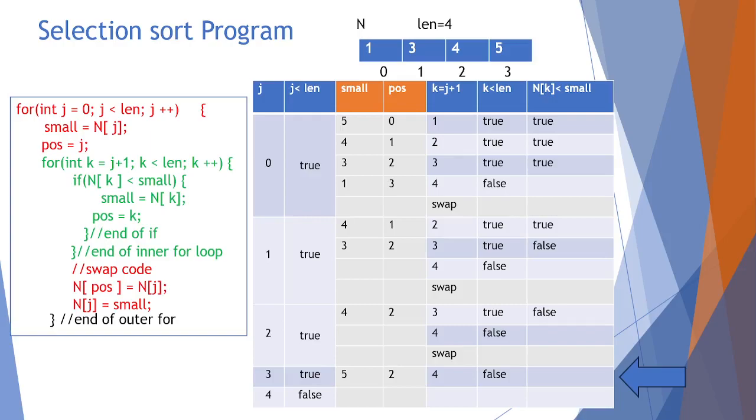And also, there is a problem here which calls for optimization. When j is 2, 4 is picked up and checks for the smallest. There is no smaller element, so this swap code swaps 4 with 4 only, because j and position are the same. So we need to use optimized selection sort, which I'll explain in the next video. Again, for 5, there is no smaller element. Already the array is sorted.